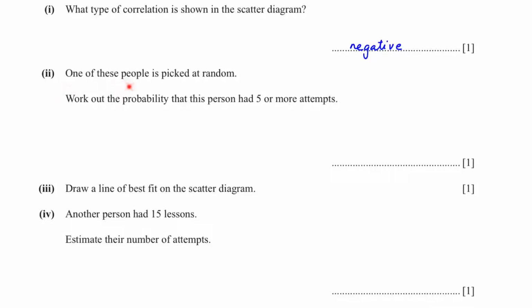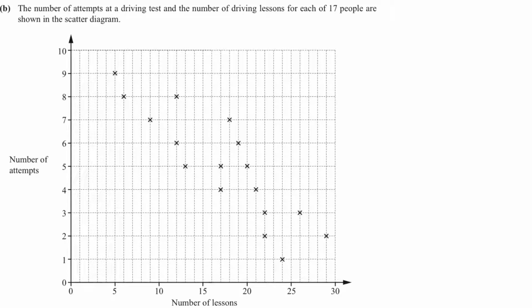Next, one of these people is picked at random. Work out the probability that this person had 5 or more attempts. So this is 5 attempts. How many are there? 1, 2, 3, 4, 5, 6, 7, 8, 9, 10. And total attempts are 10, we already counted, 11, 12, 13, 14, 15, 16, 17. So the answer is 10 over 17.